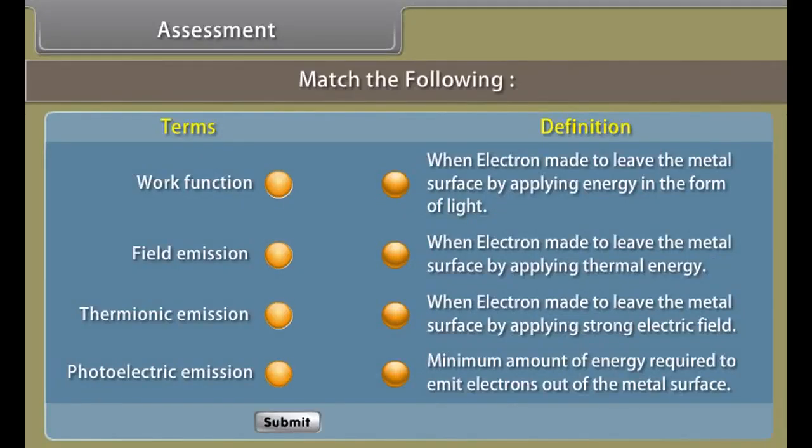Assessment. Before proceeding further, let us know how much you have learned. Match the following.